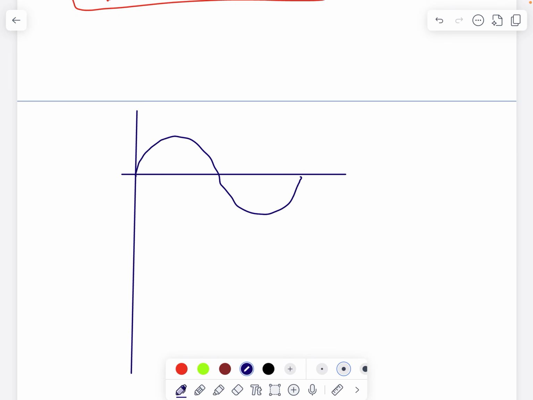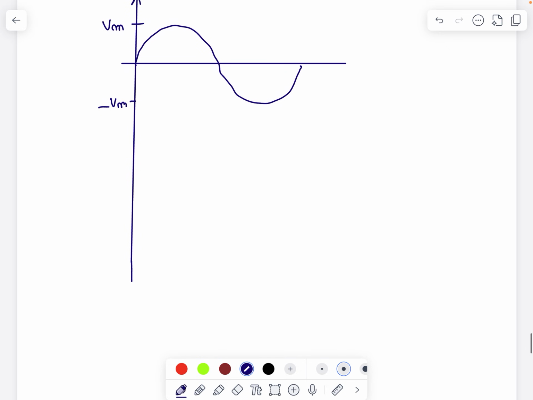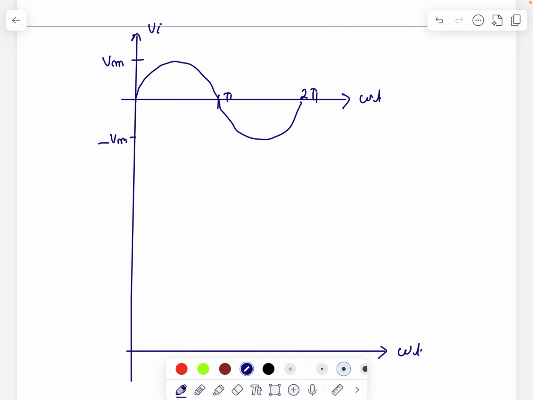Let this is your input voltage Vi. I am taking Vi. This is the maximum voltage Vm. This is the minimum voltage minus Vm. Let me draw the output voltage here. This is omega t. This is also omega t. This is pi. This is 2 pi. And I told that this is the input voltage. So I'll mark it here.